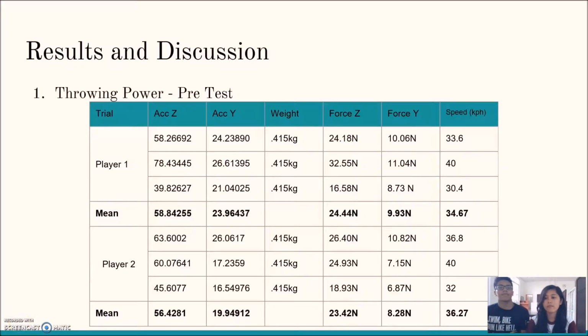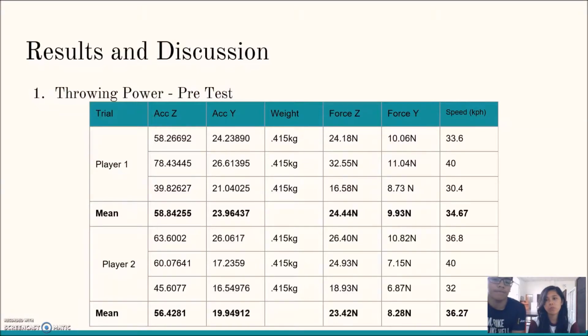So for the results and discussion, first we have the tables of the throwing power pretest. As you can see, the acceleration z, which is the instantaneous acceleration taken during the forward swing phase, and the acceleration y, which is the instantaneous acceleration taken at the follow through phase. And we have the weight, and then we multiply the acceleration and weight to get force z and force y.